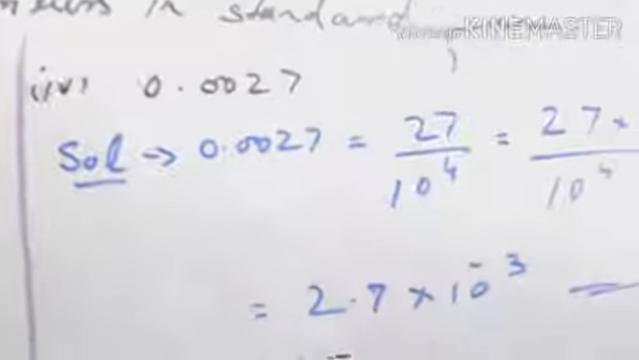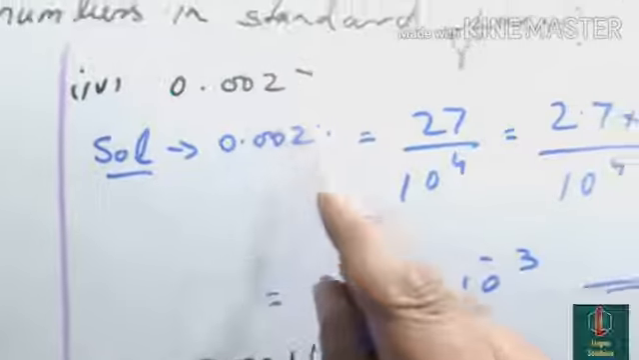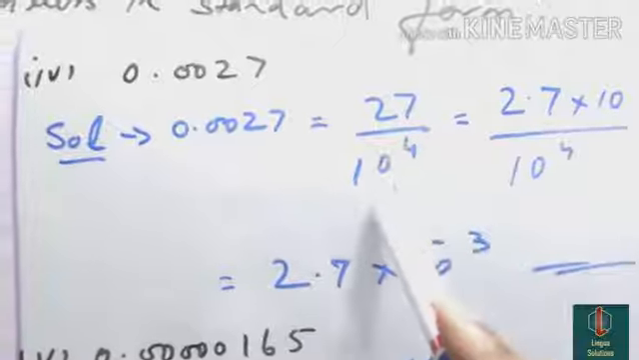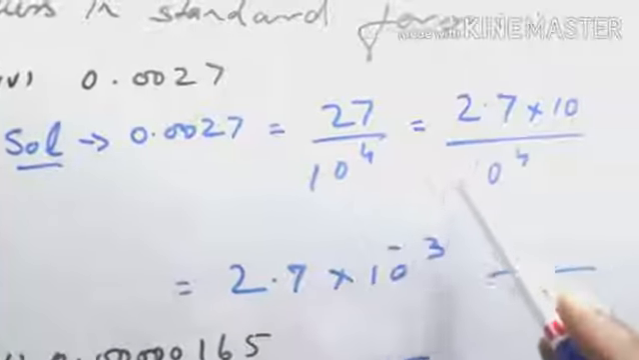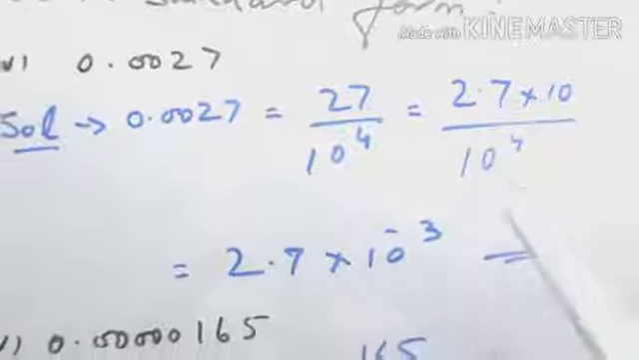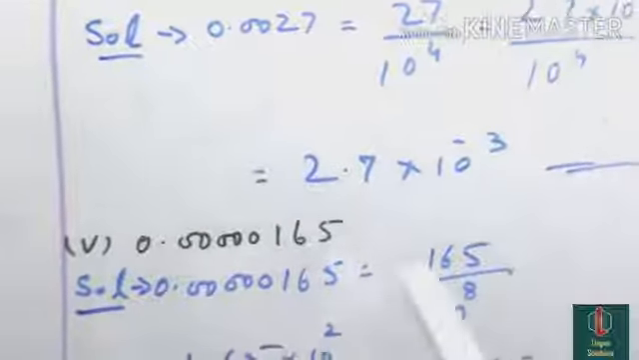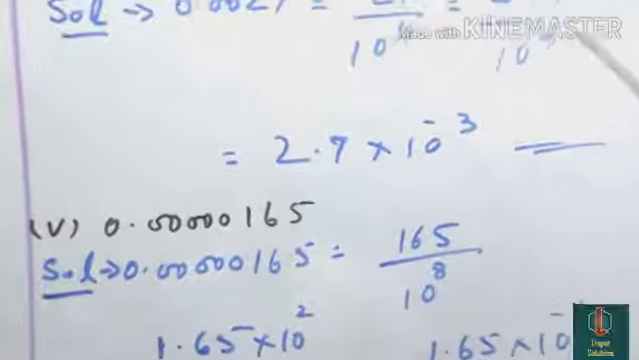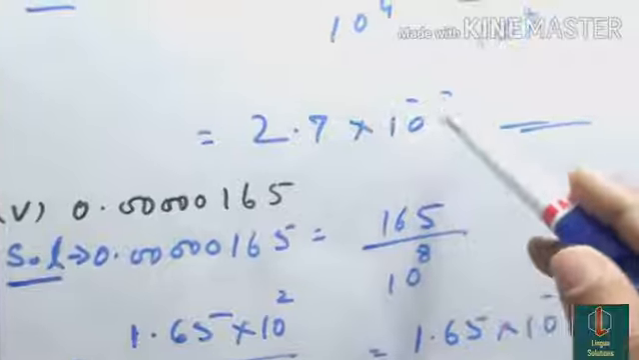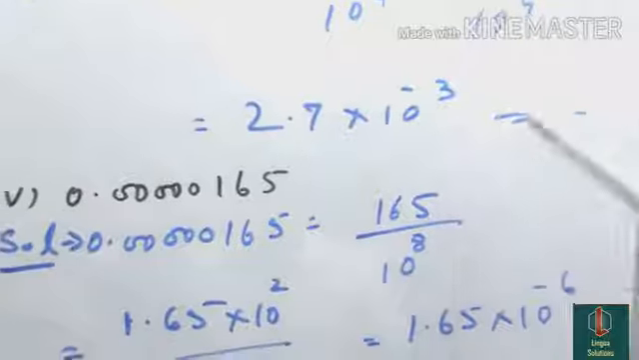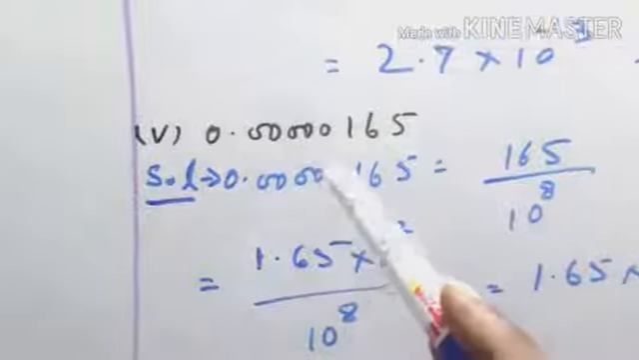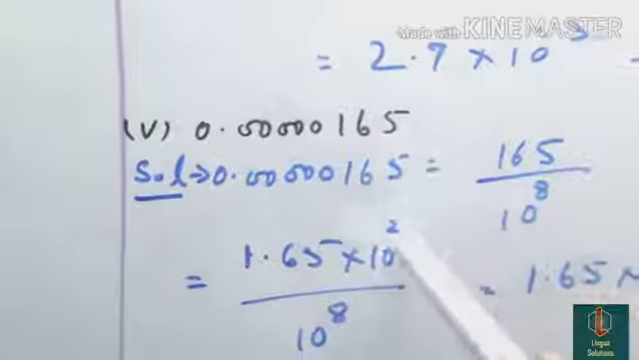Next one, 0.0027. You can write it as 27 by 10 to the power 4, which is equal to 2.7 into 10 by 10 to the power 4. We will reduce the power, we will subtract the power. So we will get 2.7 into 10 to the power minus 3. This is the answer. Next one is 0.0000165.